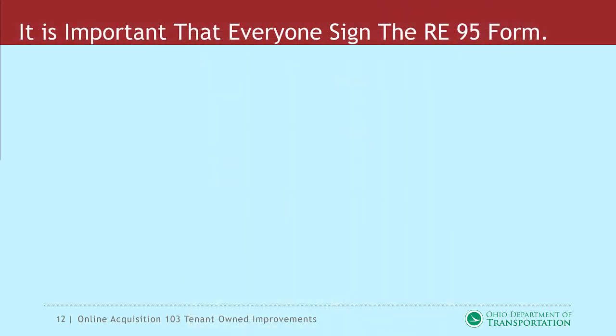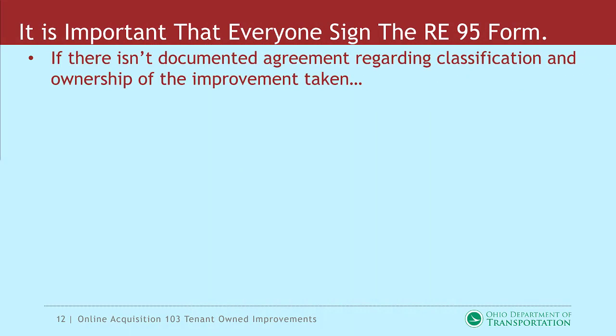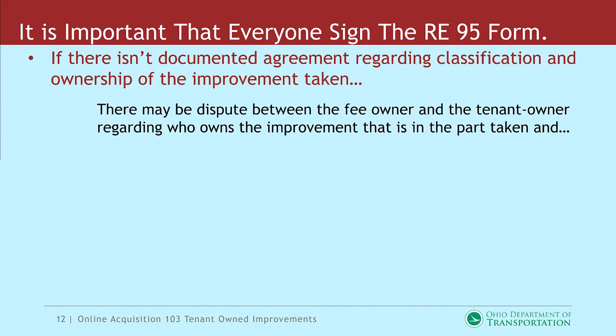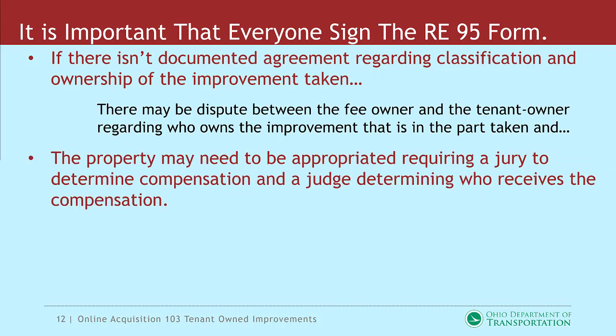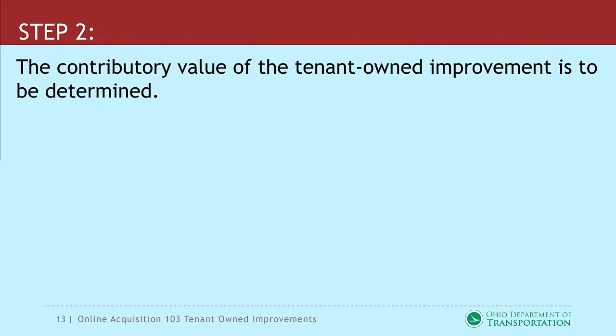It is important that everyone signs the RE95 form. If there isn't documented agreement regarding the clarification and ownership of the improvement that is taken, there will be a dispute between the fee owner and the tenant owner regarding who owns the improvement that is a part of the take, and the property may be appropriated, requiring a jury to determine compensation and a judge determining who receives the compensation. The next item is step 2. The contributory value of the tenant-owned improvement is to be determined.